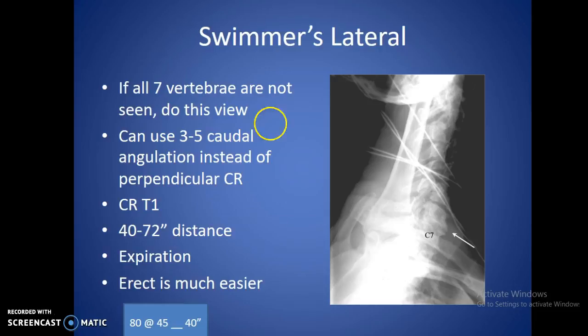You're going to use about a 3 to 5 degree caudal angulation instead of a perpendicular CR, so you're going to angle down towards the feet a little bit just to move some of the clavicles a little bit more so we can see that C7 vertebra. CR is going to be about T1. You're going to see a variety of texts position this a little bit differently. You don't have to center right on T1, but you do need to make sure that you get this area down here so that we can see the entire body of C7 plus the top of T1.